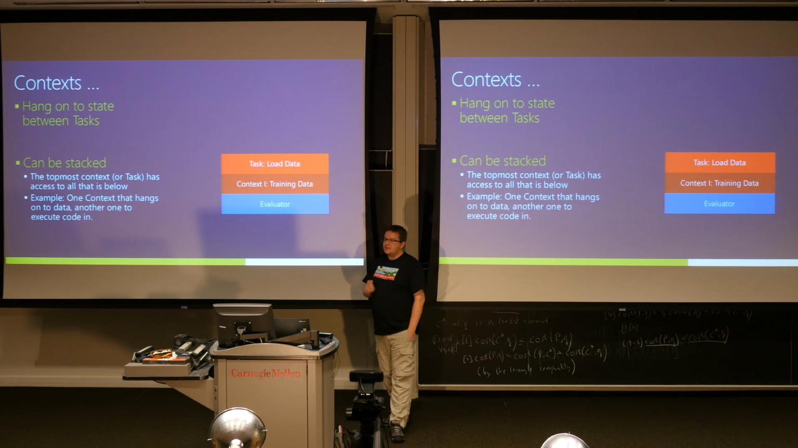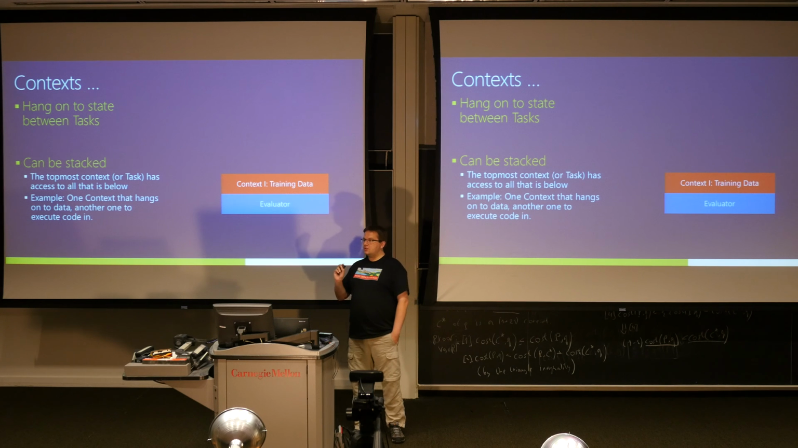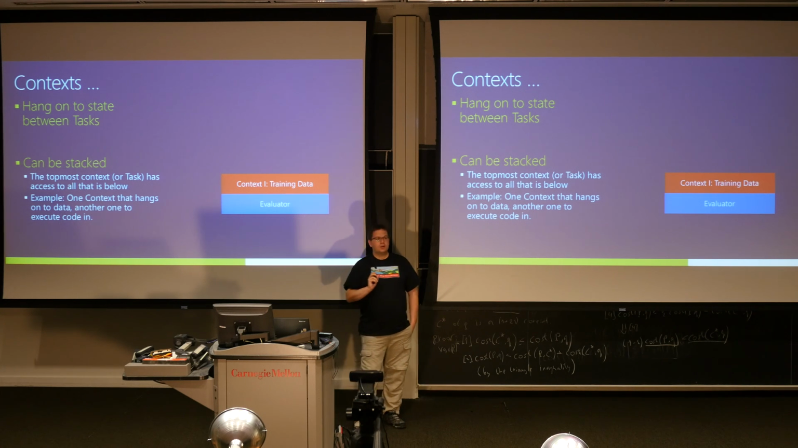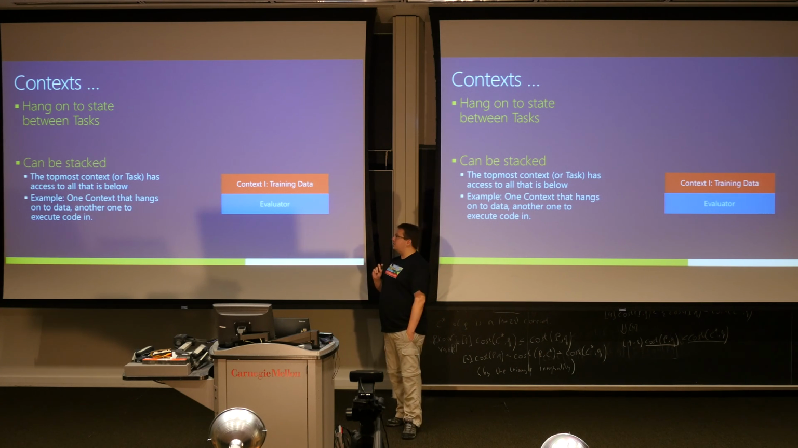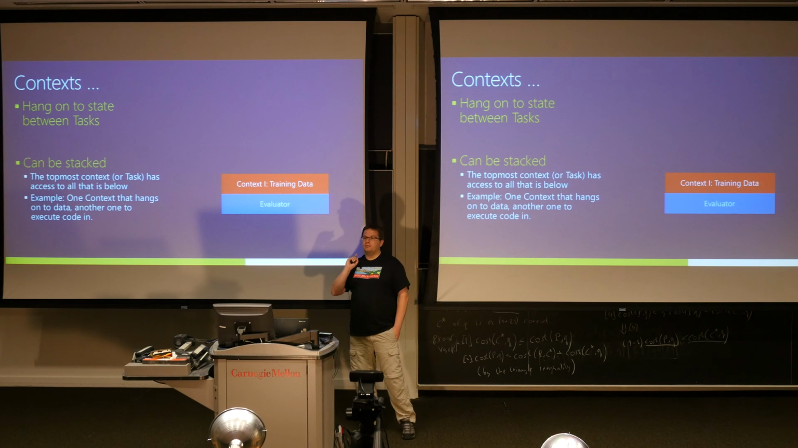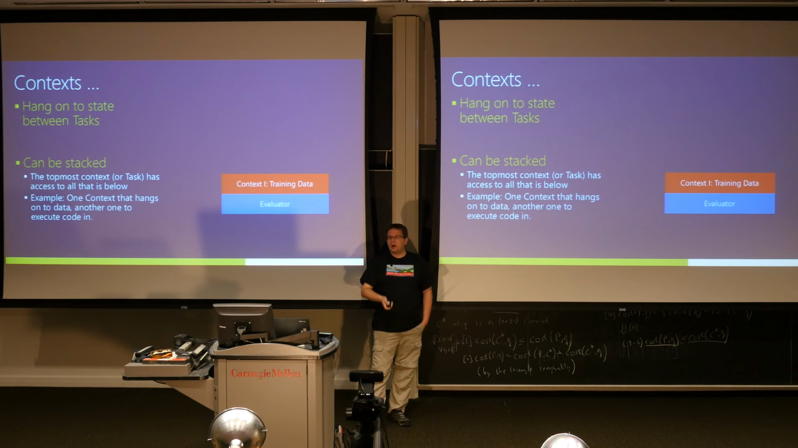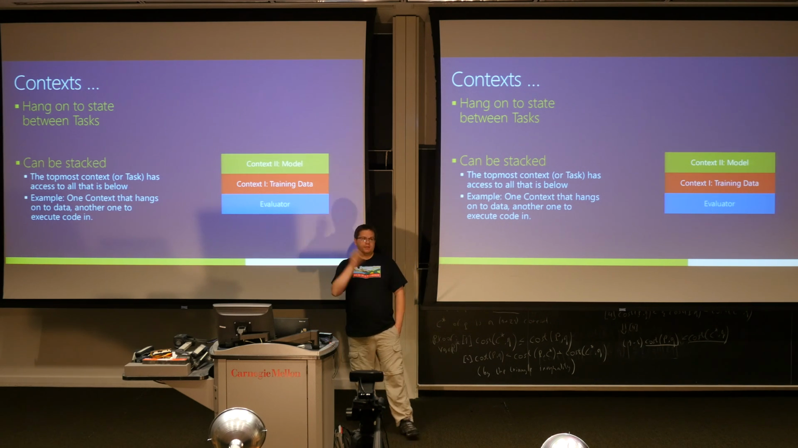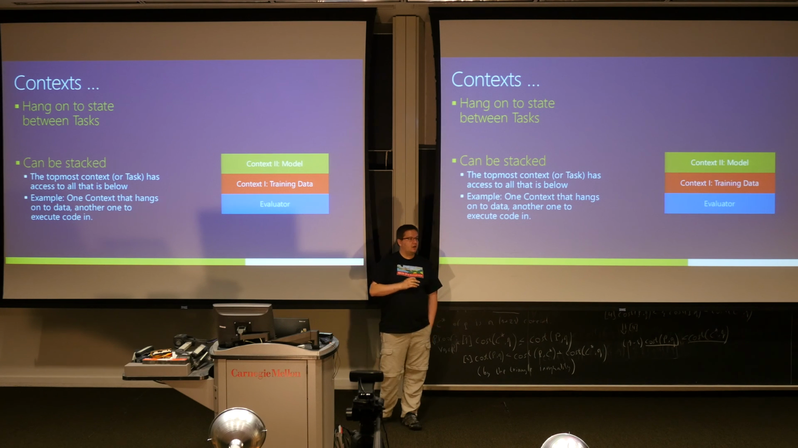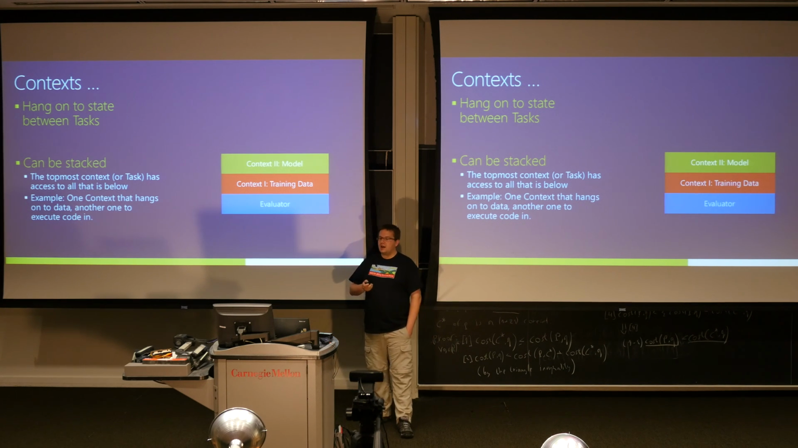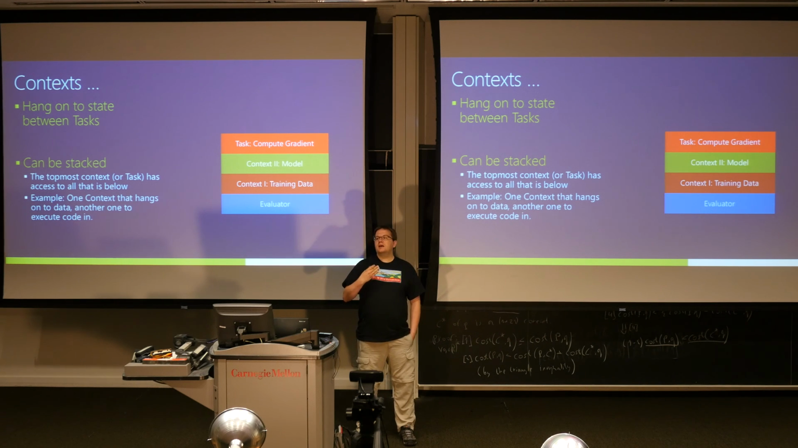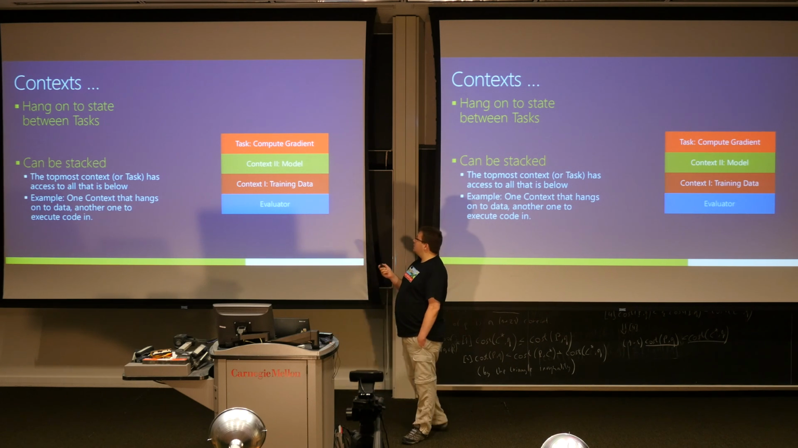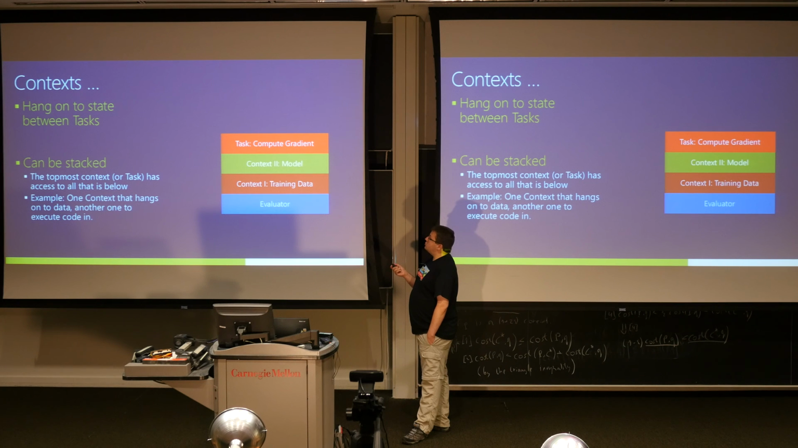Now when that task is done, the context sticks around. And all the in-memory variables or files on disk or whatever this prior task created, they are still there. Which means that if you now go ahead and submit another context that happens to contain a model, and then submit a task to it, which shall compute a gradient, that task has access to everything underneath it. So it has access to the training data and to the model.